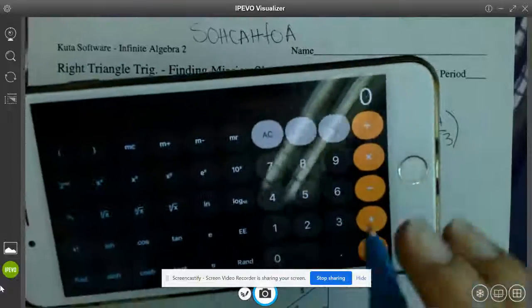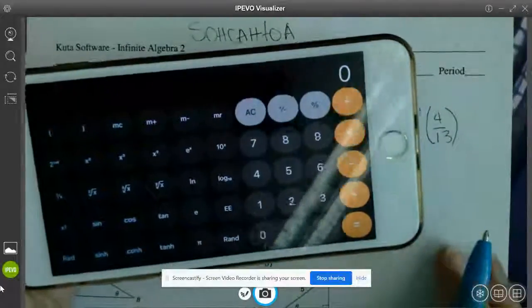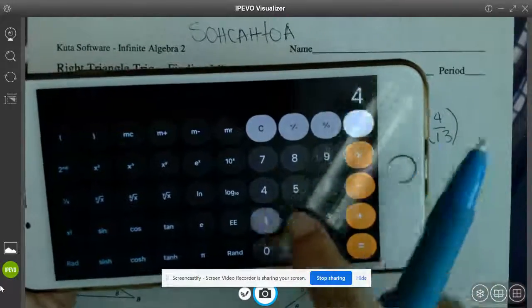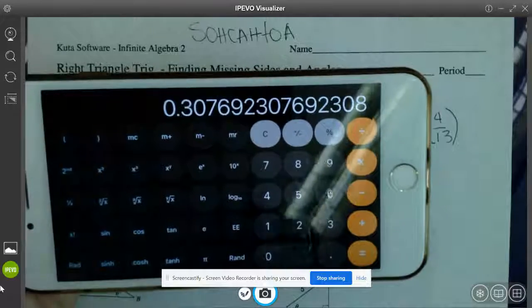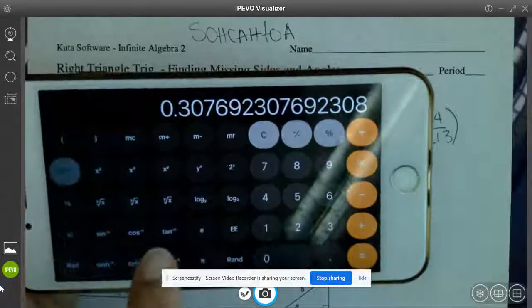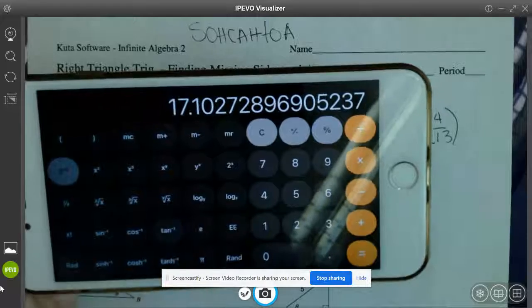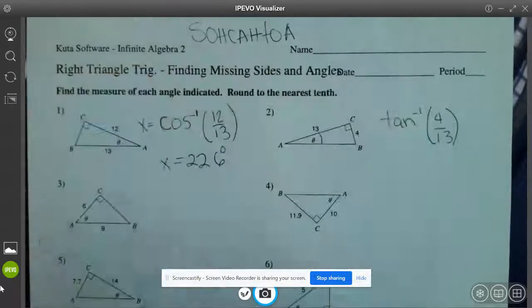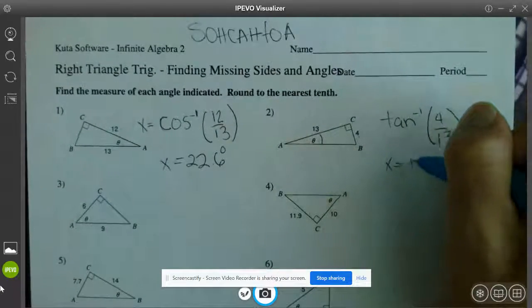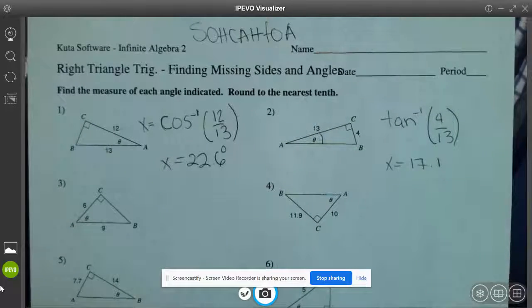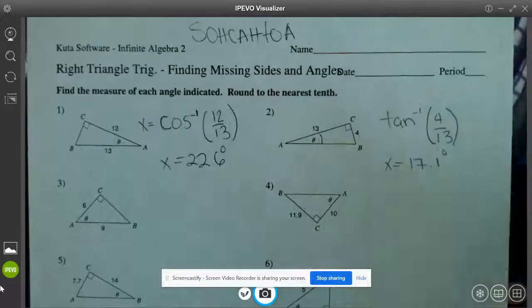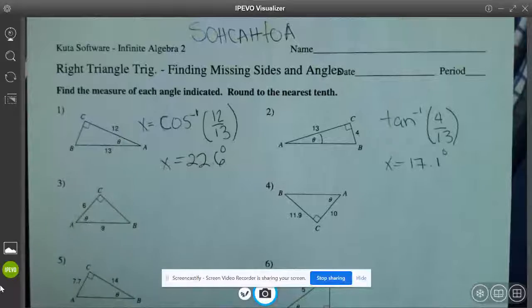On my phone it's different because I have to find the ratio first. So that's 4 divided by 13 equals, then press second, make sure it's highlighted, and press tangent. That's 17.1, so x equals 17.1 degrees. That's how you look for the angles. Let's do one more.